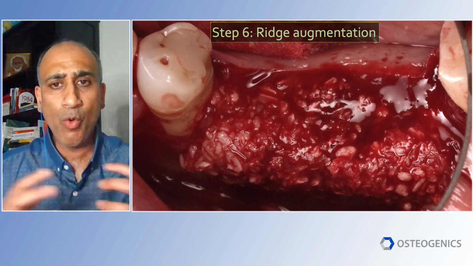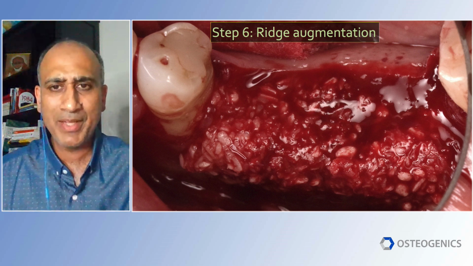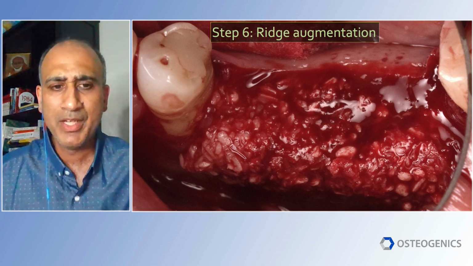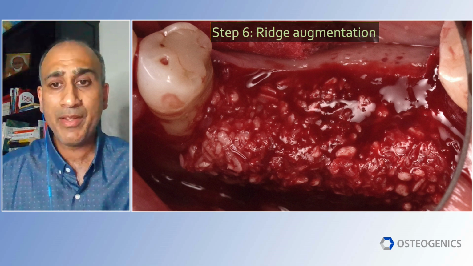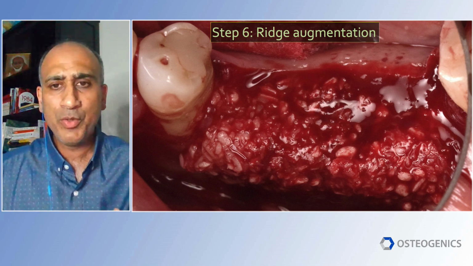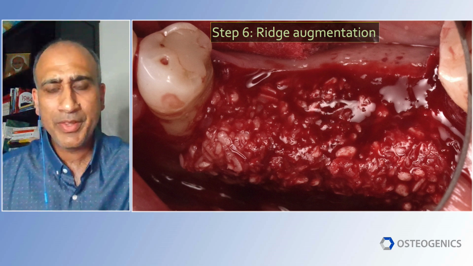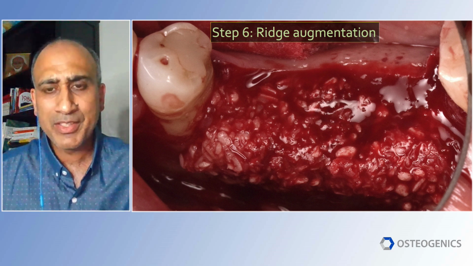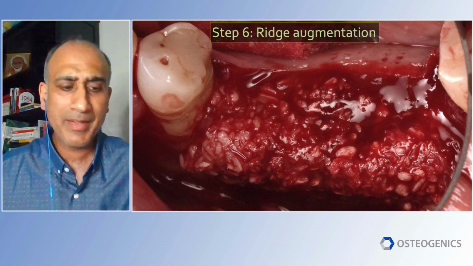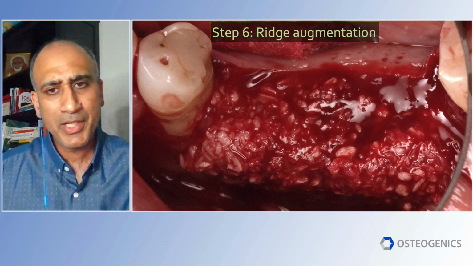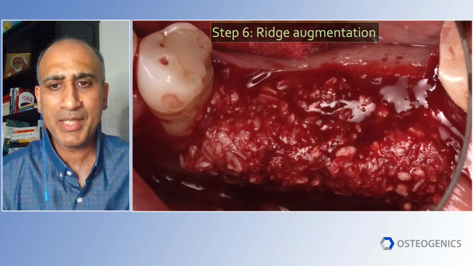I always want to overbuild a little bit because I do anticipate that there's going to be some loss of particles or some shrinkage during the bone healing. So if you think you need 6 millimeters of ridge width, graft to 8 or 9 millimeters. And if you don't get a lot of shrinkage, then that's a bonus. But if you get some shrinkage, then you'll at least have enough to be able to place an implant into.